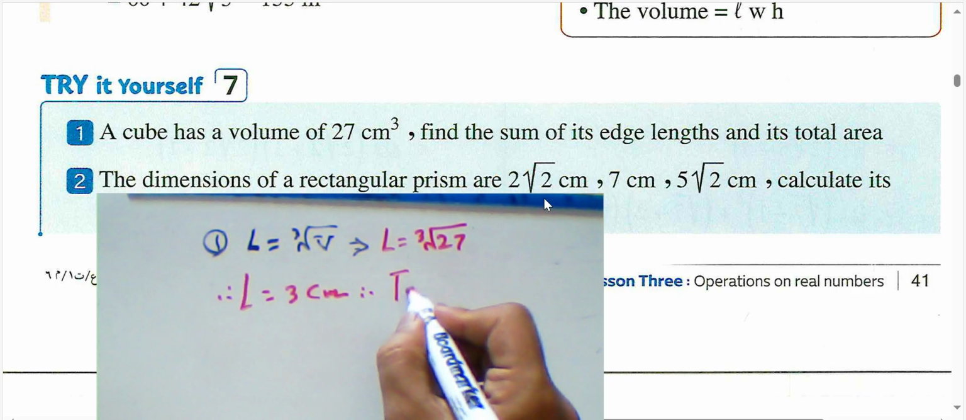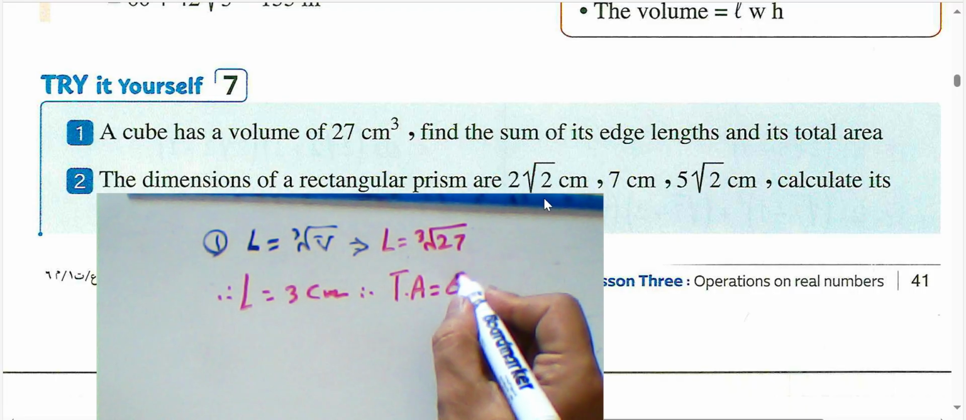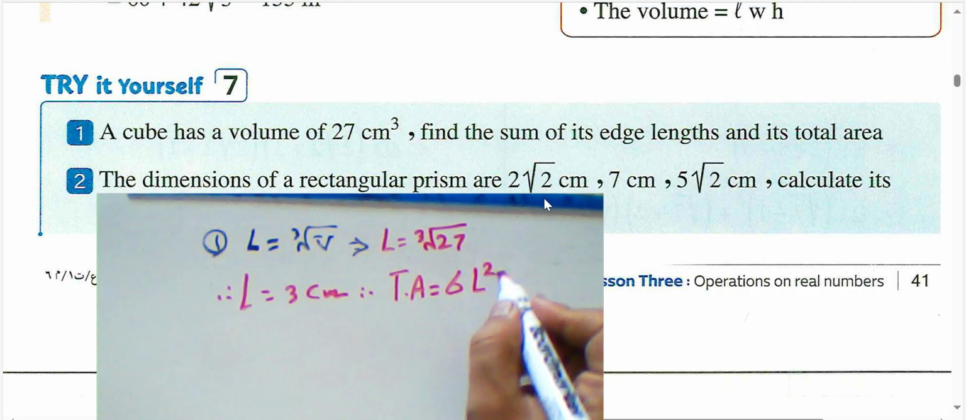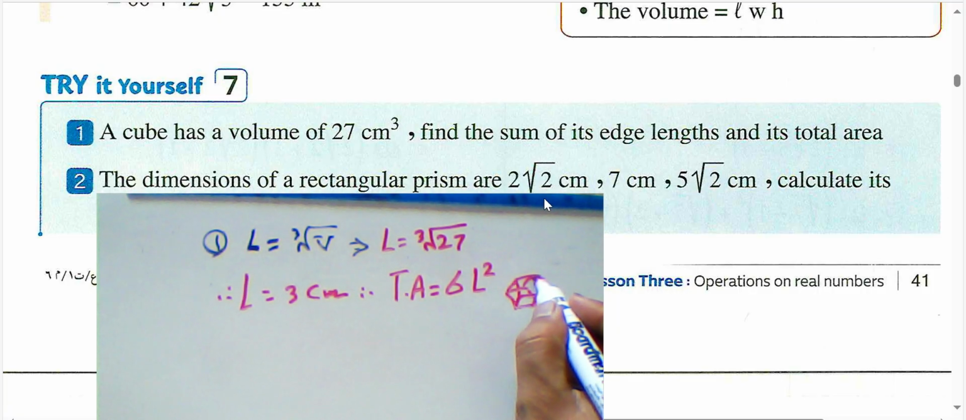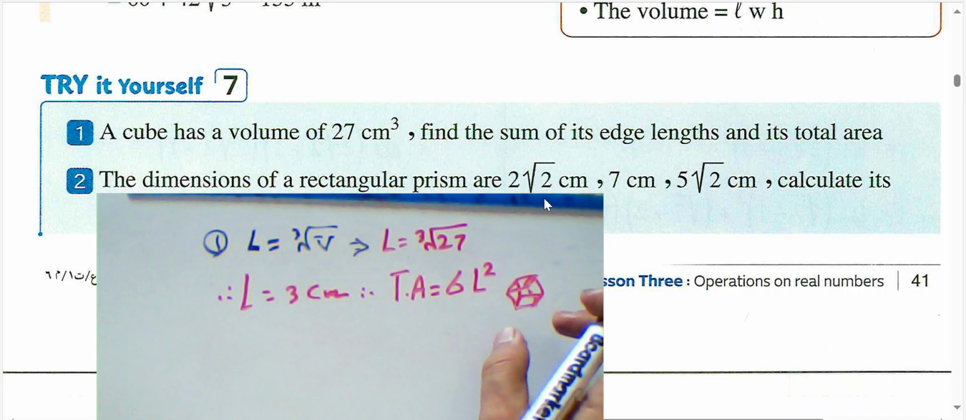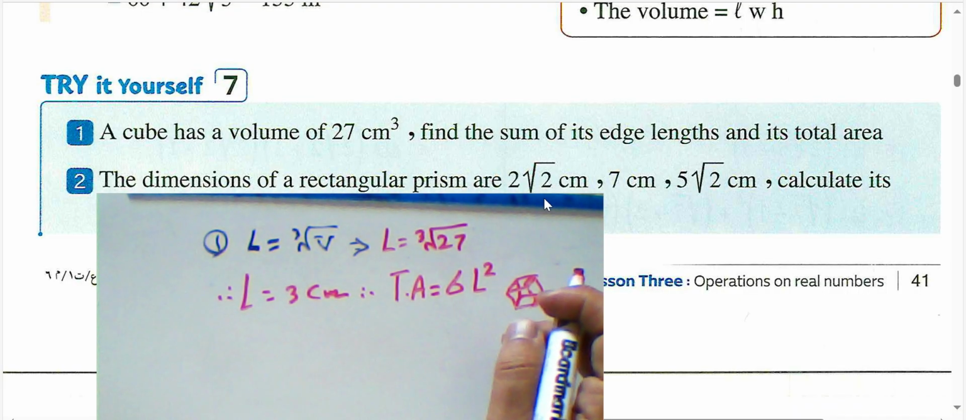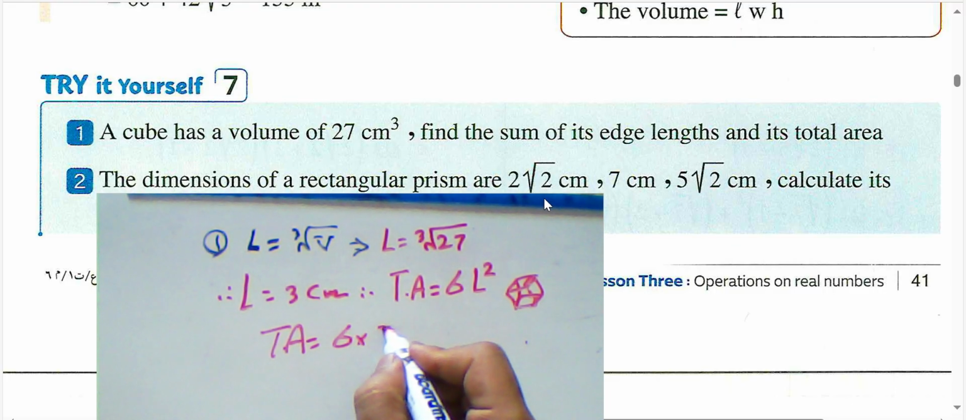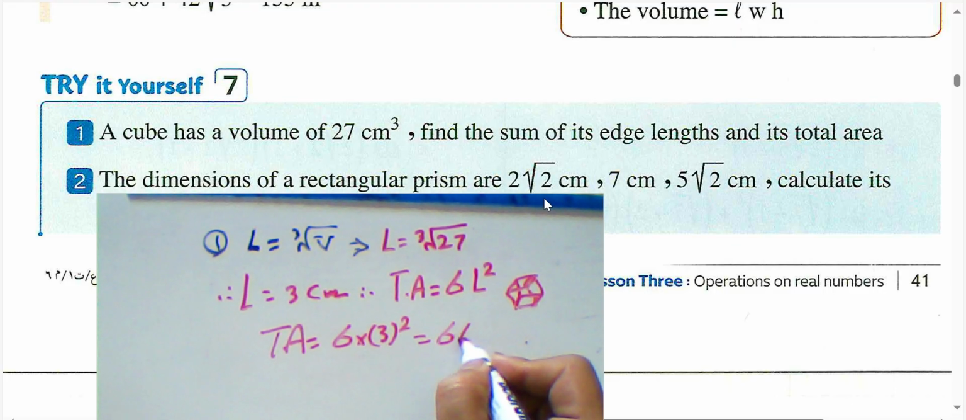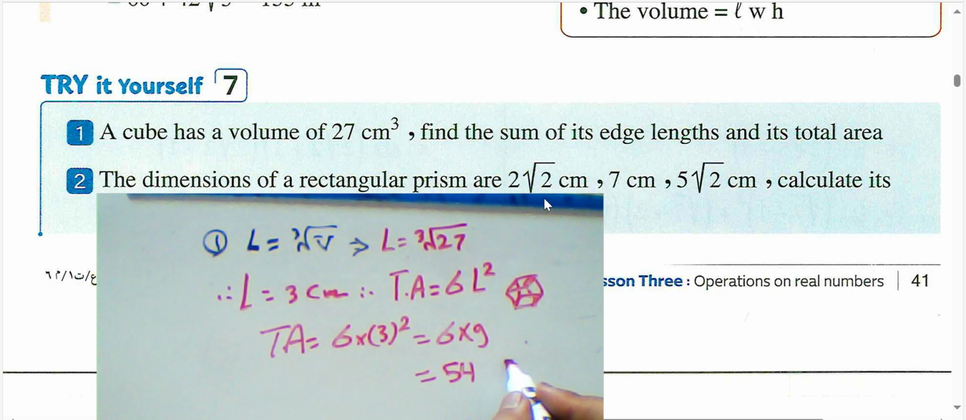And then we can find the total area. Total area equals 6 times L power 2, because the cube has 6 faces. Each face is a square. The area of each face equals L power 2. Then we have 6 faces. So total area equals 6 times side power 2. Then 6 times 9 equals 54. Then the result will be 54 square centimeters.